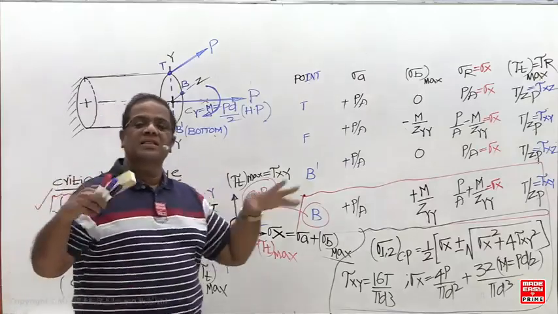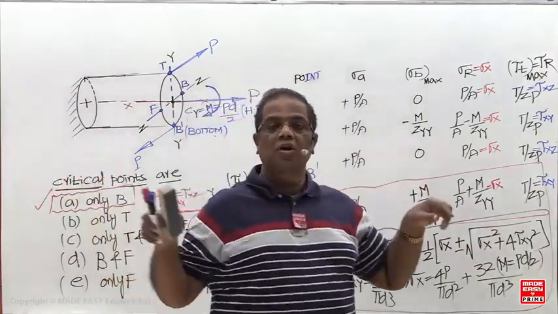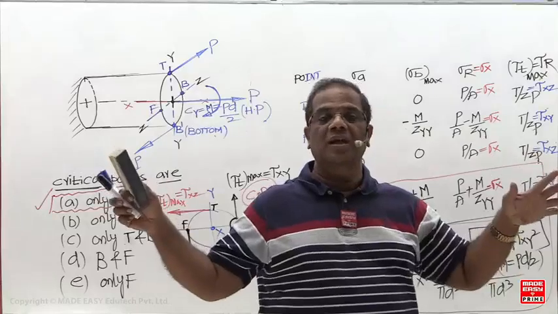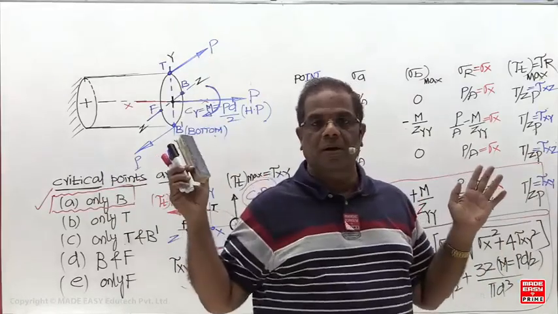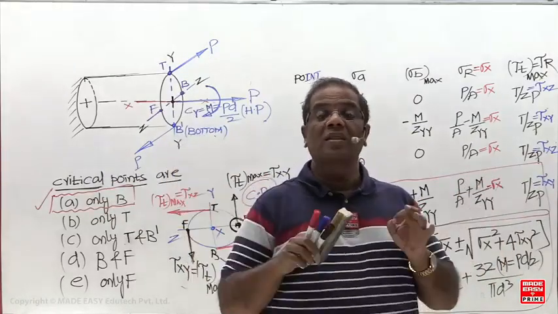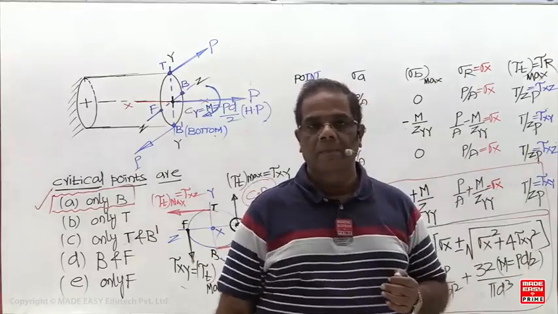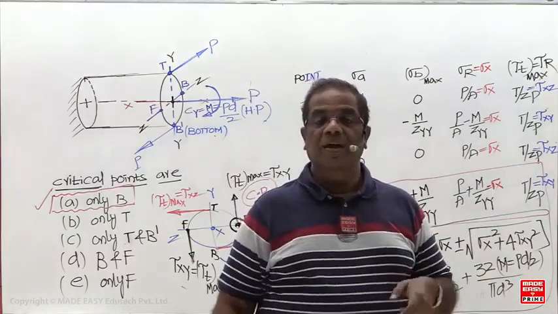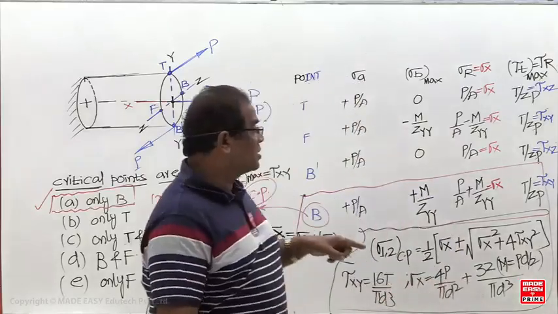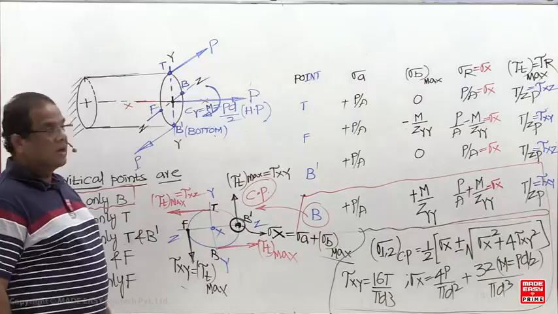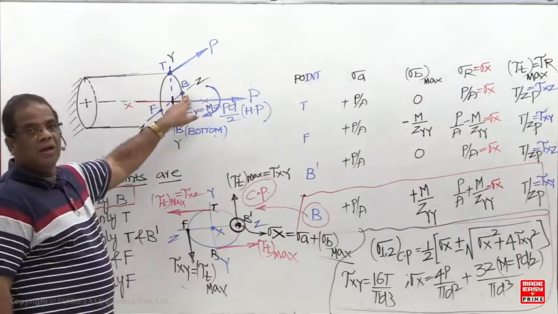Because in all the strength of materials textbooks they mention the neutral axis as HCA. You ask 100 students, 70 students are going to tell you bending stress is maximum at the top and bottom, because in all the textbooks they are dealing with beams. Beams are in vertical bending. That's why in most cases they mention critical points are T and B. Here the critical points are only B.